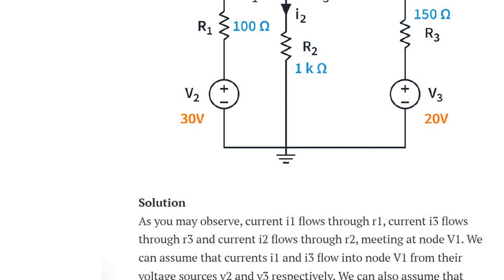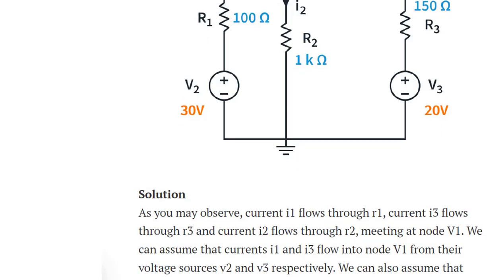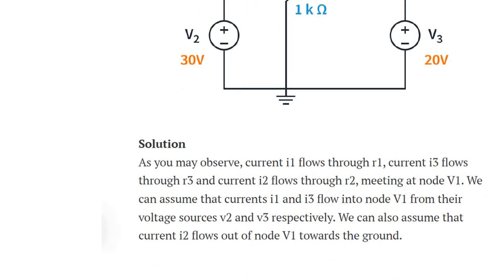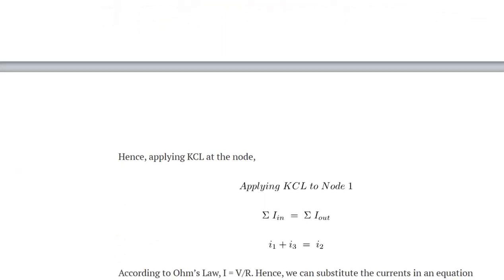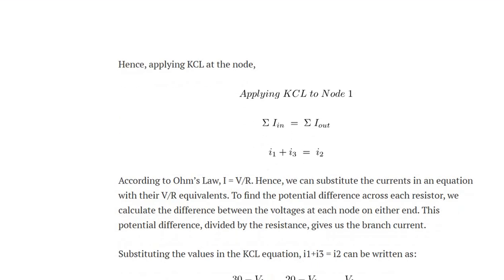As we observe, current I1 flows through R1, current I3 flows through R3 and current I2 flows through R2, meeting at node V1. We can assume that currents I1 and I3 flow into the node V1 from their voltage sources V2 and V3 respectively. We can also assume that current I2 flows out of node V1 towards the ground. We are applying KCL at the node. Applying KCL to node 1, summation of I in is equal to summation of I out. I1 plus I3 is equal to I2.